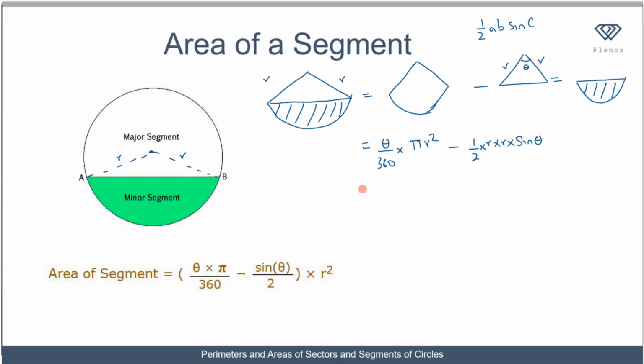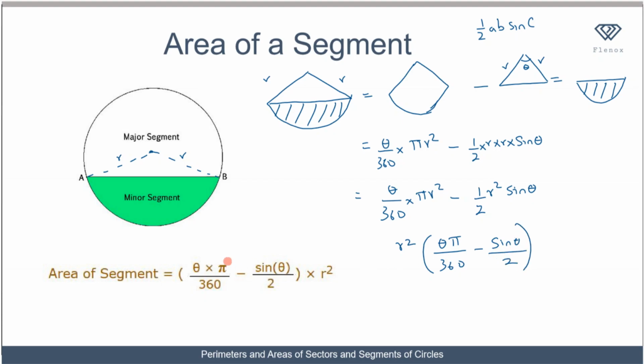When we solve this, we have theta over 360 times pi r squared minus half r squared sine theta, and you can see that r squared is common to both of them. So you have r squared into big brackets, theta pi over 360 minus sine theta over 2. That is how we arrive at this formula. So to calculate the area of a segment, we use the formula: area equals r squared times the bracket of theta pi over 360 minus sine theta over 2.